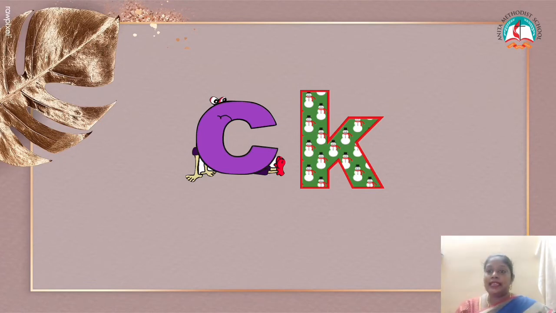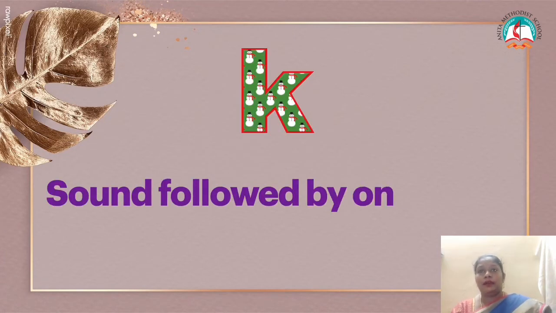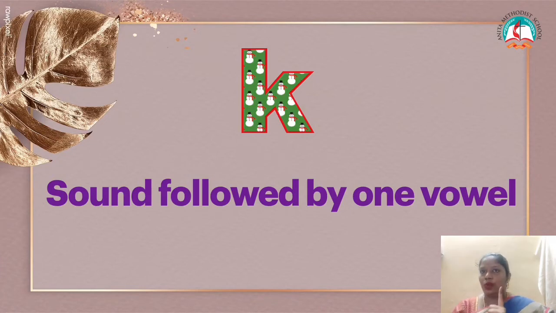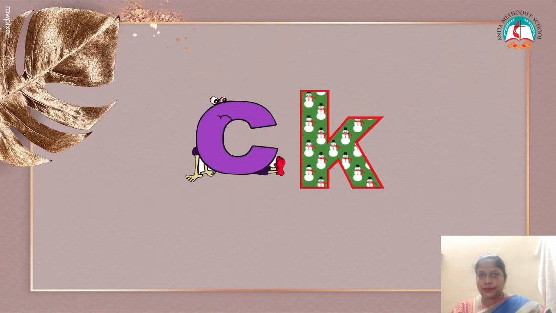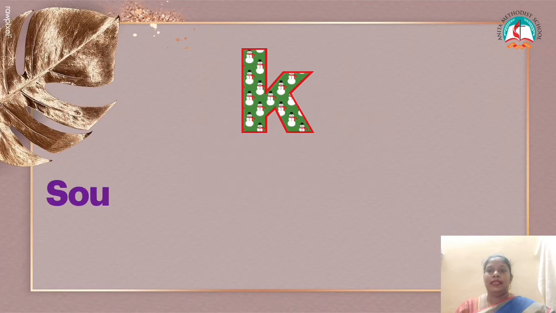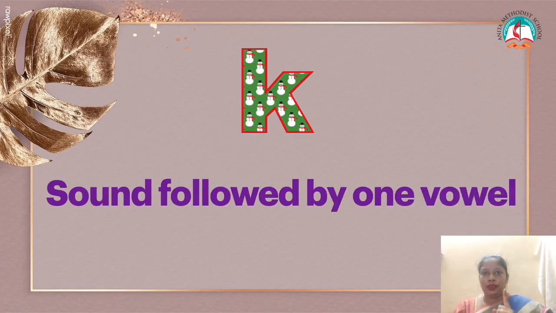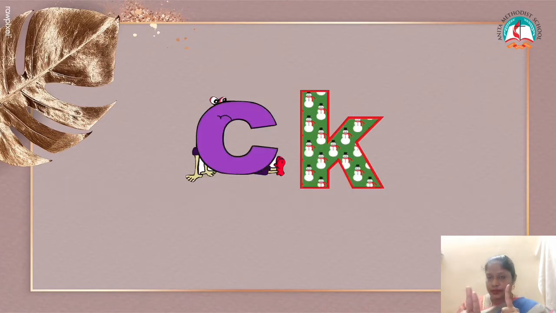When the final K sound is followed by a short vowel, that is one vowel, then the word is spelt with CK. I repeat, when the final K sound is followed by a short vowel, that is one vowel, the word is spelt with CK. When we see one vowel, we add CK to it. Okay. Let's see a few examples.